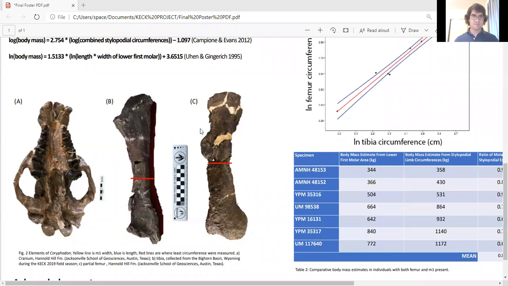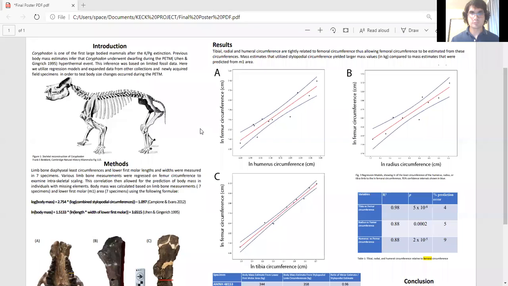In figure 2, you can see some of the elements that were measured. You can see that on figure A, the blue line represents M1 length, whereas the yellow line represents M1 width. The red lines represent least circumference in limb elements on both B and C.